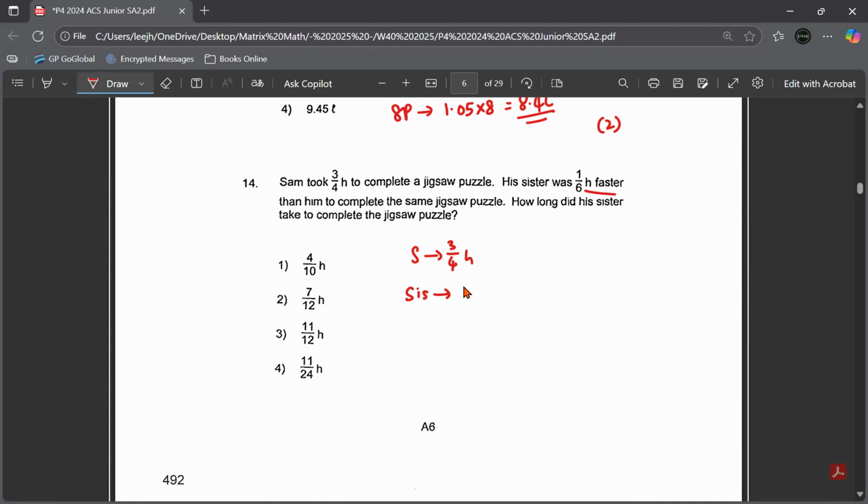So the sister faster means shorter time. So you cannot plus 1/6. You have to take 3/4 minus 1/6 because she's faster. Okay. So you have to change the denominator to the same. This one we change to the denominator of 12, times 3, times 2. 9/12 minus 2/12 is 7/12 hour. Only want to find the sister one. So your answer is 7/12 hour, option 2. Right. Now moving on to question number 15.